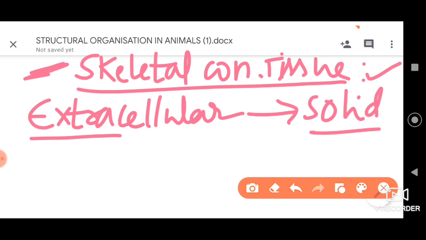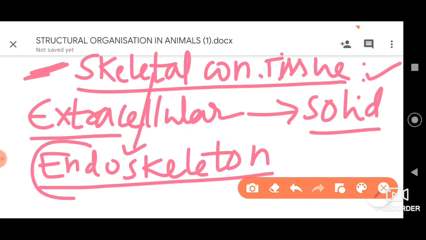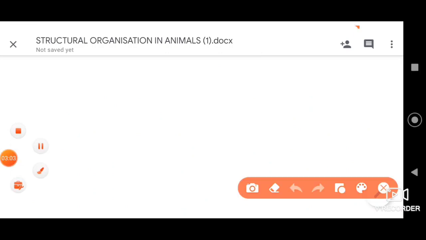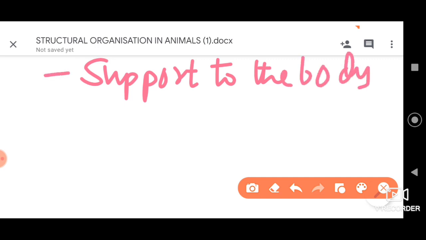And furthermore, these skeletal connective tissues generally form the endoskeleton. Endo here refers to inside. Our internal skeleton or endoskeleton, especially of the vertebrates, has the skeletal connective tissues. Remember, students. And furthermore, let me tell you what its role is. It is important for providing support to the body. This is the first point about the skeletal connective tissue.